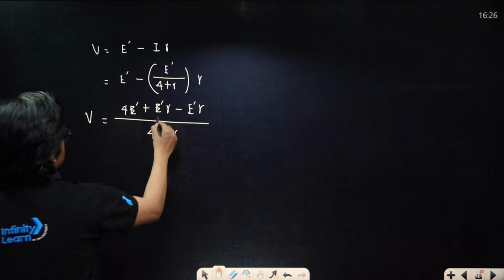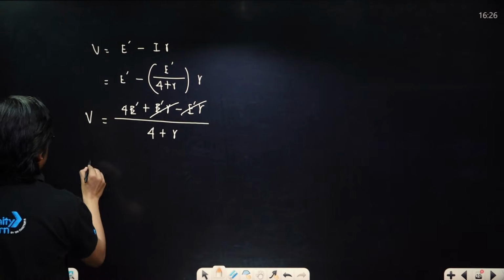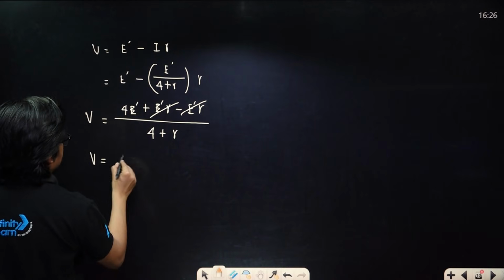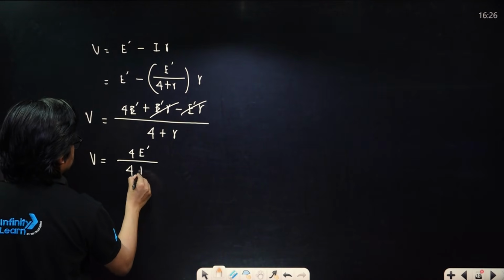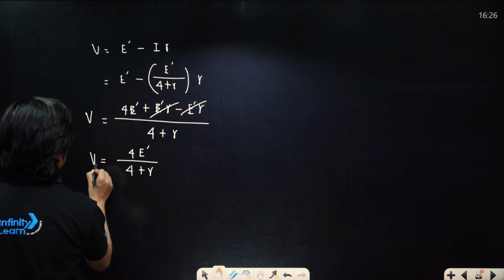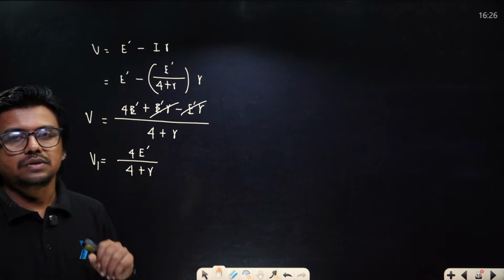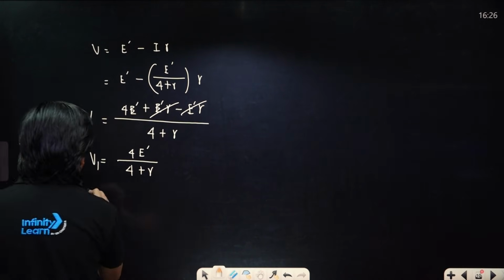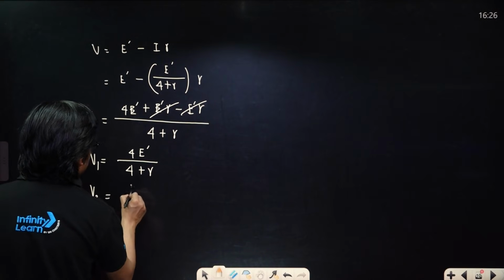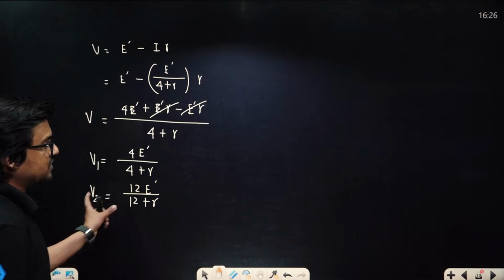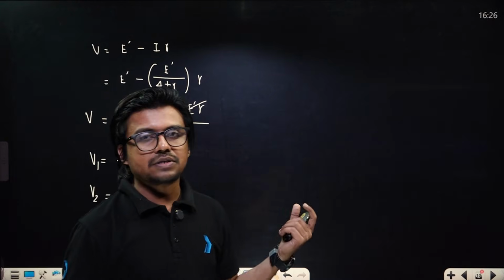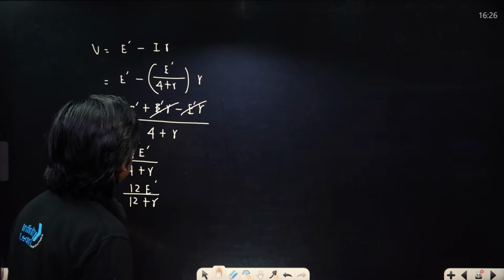Cancelled out. So you are left with, across the terminals of the battery, voltage difference is 4E dash divided by 4 plus r. Let me call this V1. Similarly, you can write V2. That V2 is equal to 12E dash divided by 12 plus r when the secondary circuit is being shunted with the resistance of 12 ohm.